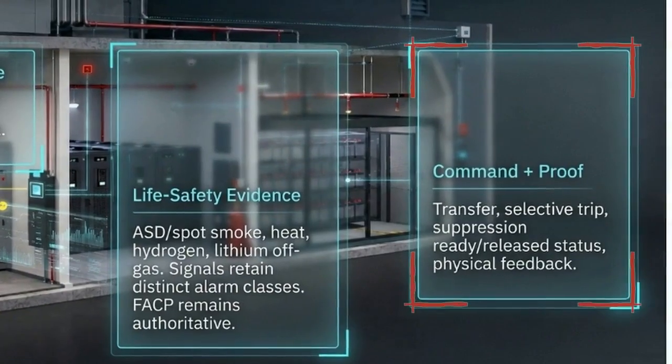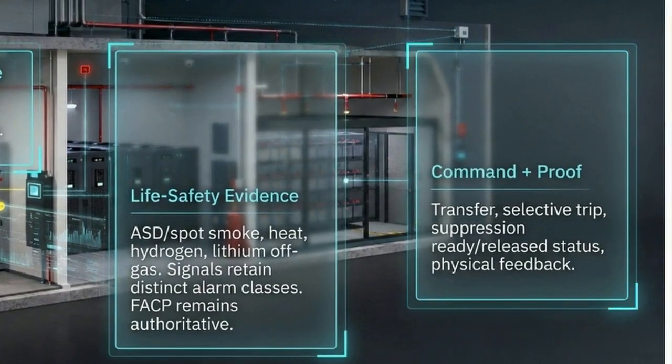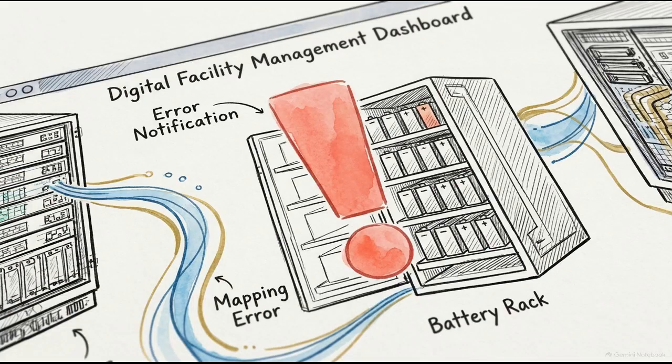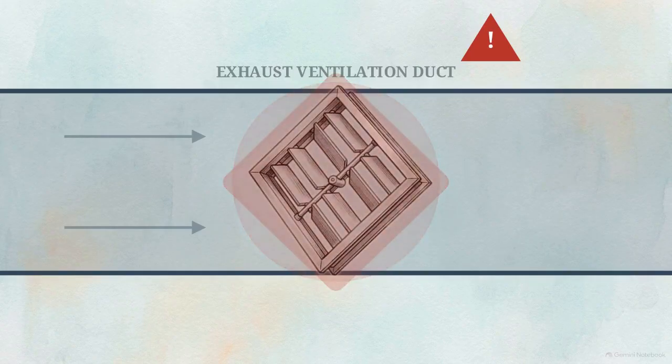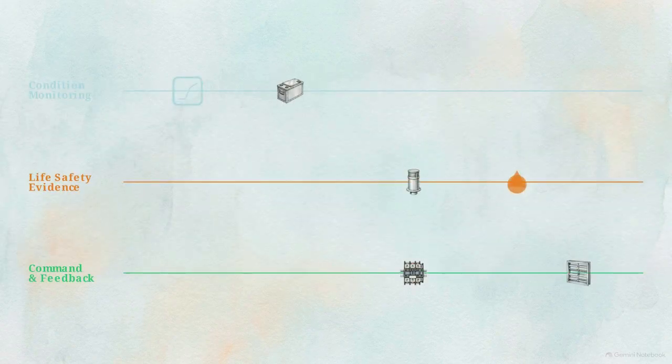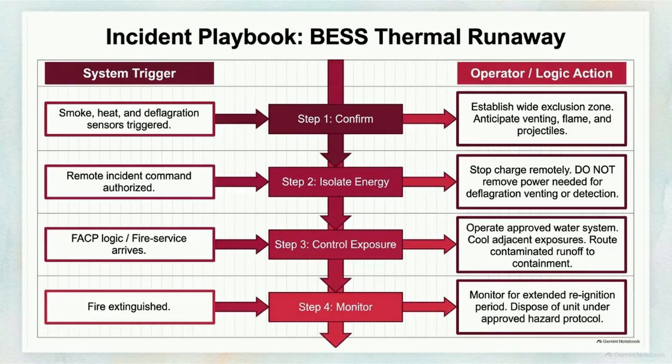Any selective trip, transfer, or suppression release must provide physical feedback to the operator, confirming the exact status of the hardware. This architecture must be tested against edge cases, including sensor time drift, faulty BMS mapping errors, and mechanical failures like a stuck ventilation damper. Safe escalation requires condition monitoring, life safety, and physical command functions to remain distinct but fully synchronized on a single auditable timeline. When a severe event does occur, operators rely on a strict incident playbook, like this 4-step sequence mapped for a BESS thermal runaway.